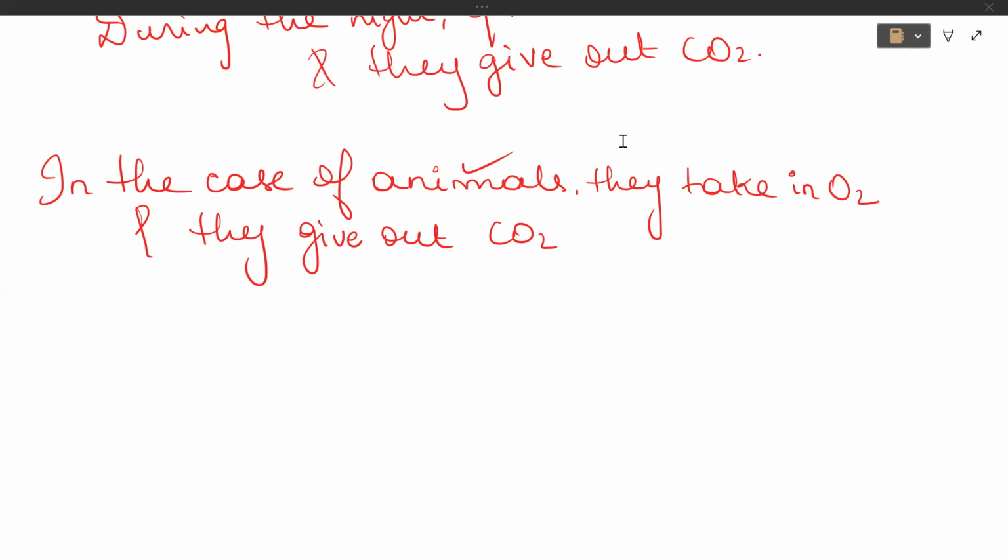So apart from taking the oxygen which is there in the water, the aquatic animals also take in atmospheric oxygen. Understood?